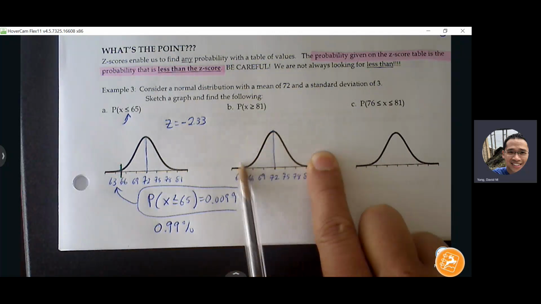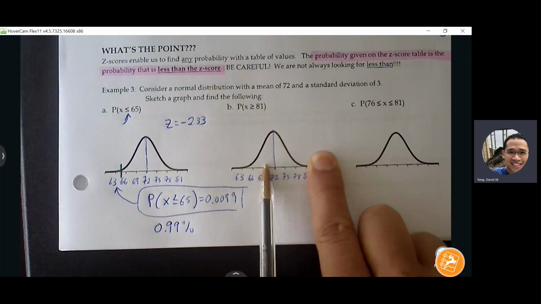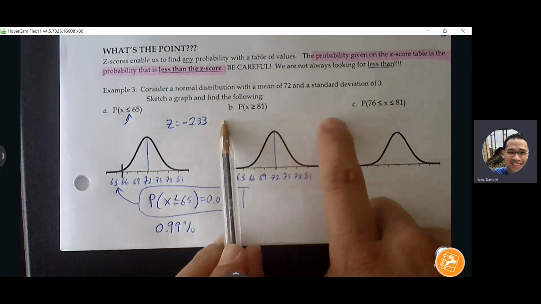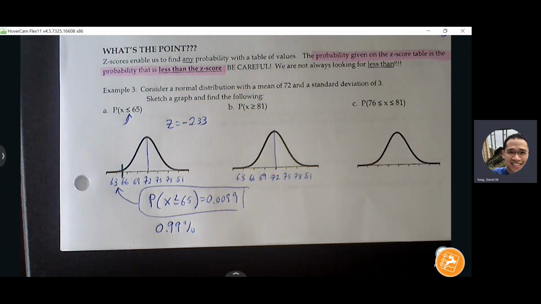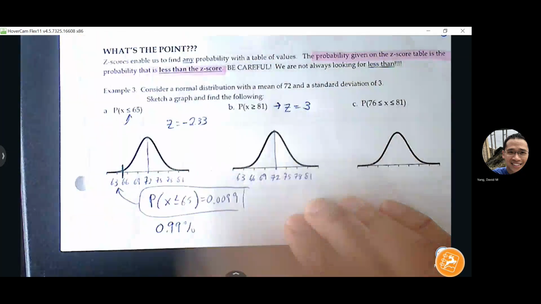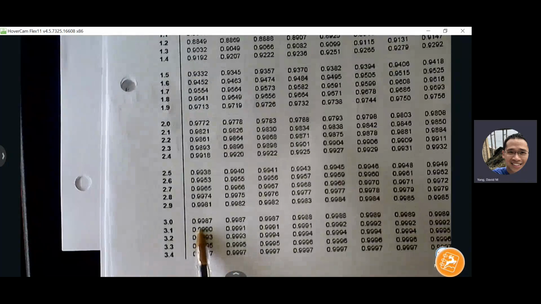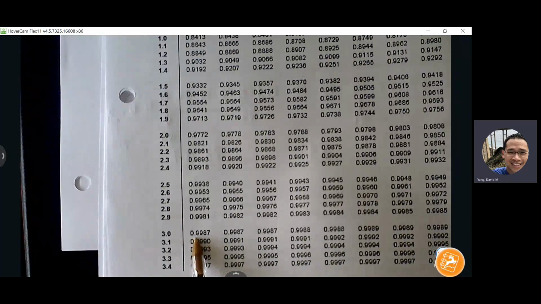So if what you're getting is not what you're looking for, you can always subtract this number from 1, because the total probability is 1. If you're given one side, then subtract from 1 and you'll get the other side. Okay, so let's go to our z-score here. Our z-score is 3. We go to our table. 3.00 is 0.9987, so it's giving us everything to the left of that 81.